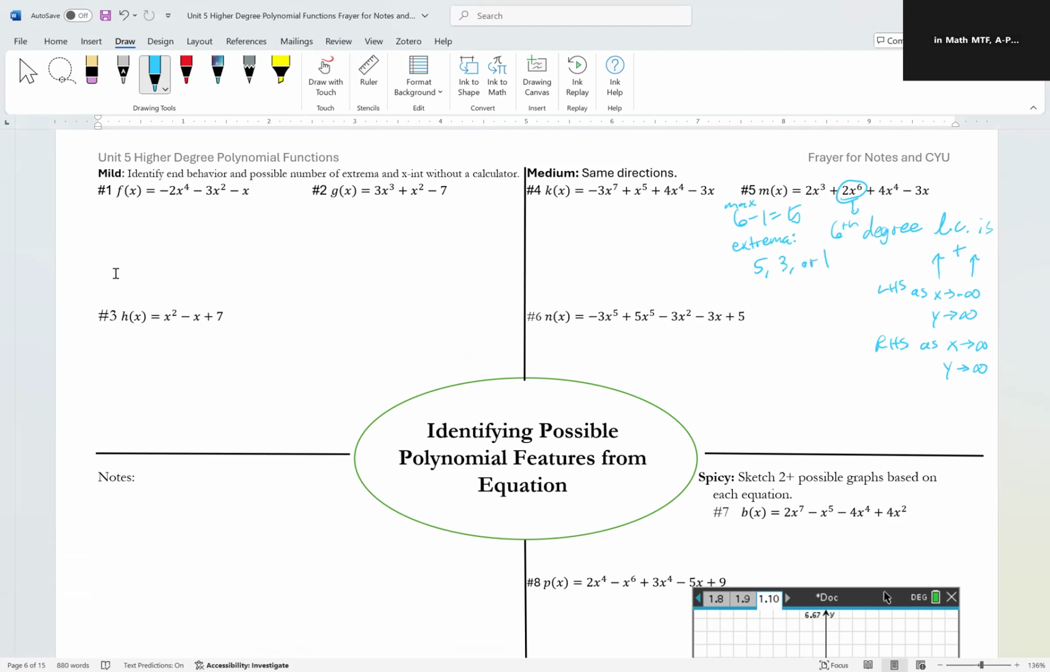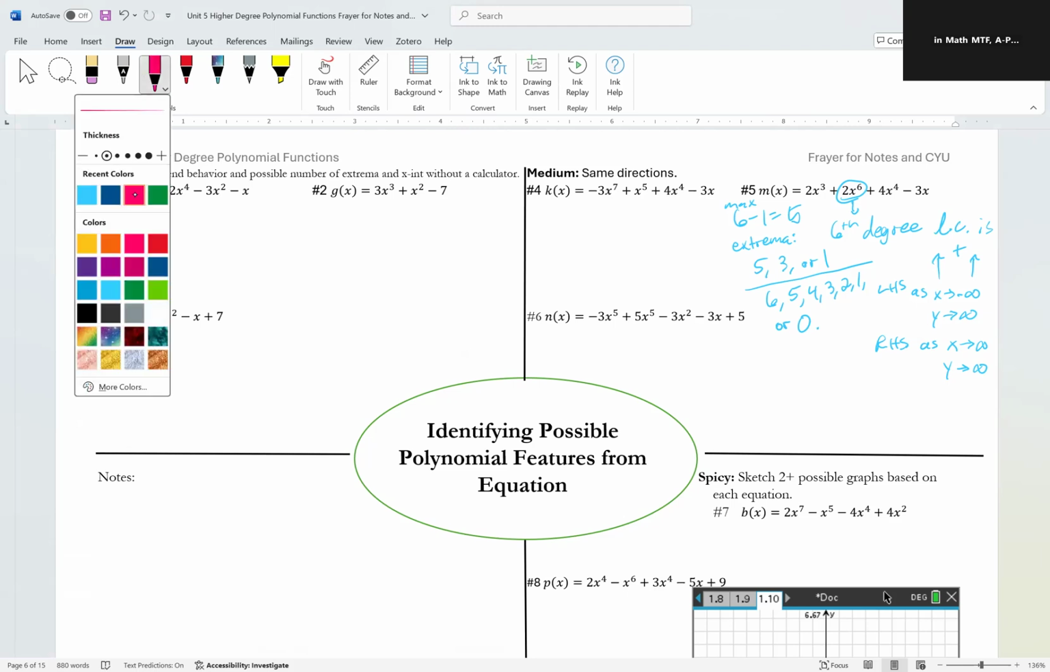Final thing, x-intercepts. So the number of x-intercepts could match the degree, so 6, but x-intercepts always decrease in possibility by 1, so it could be any of these options. And with even degree, because the end behavior is in the same direction, they could even have 0 x-intercepts. And so that's all of that in behavior, possible number of extrema, number of x-intercepts, all based on degree and leading coefficient.